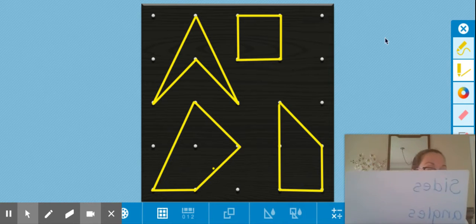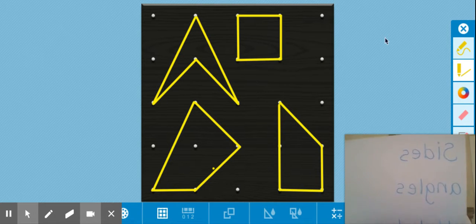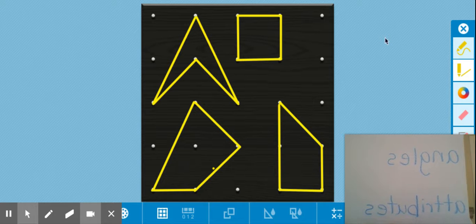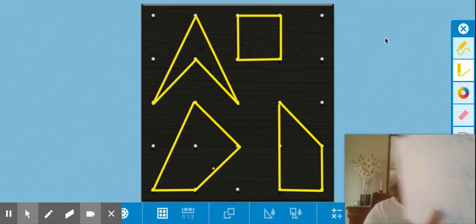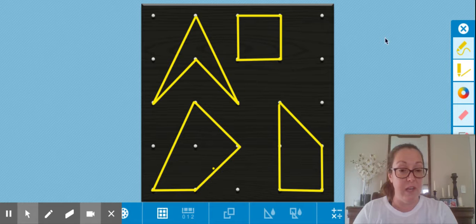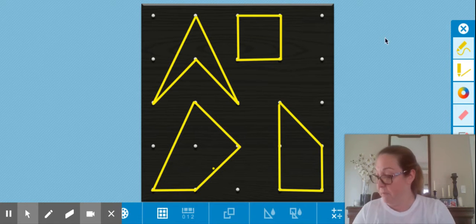We talked about the sides. We talked about the angles, so those triangles over there, those three-sided shapes. And now we're going to be talking about what attributes are exactly. Well, you've already been talking about them. So the attributes of these shapes here are things like the number of sides, the number of angles, whether or not they have a right angle in them.